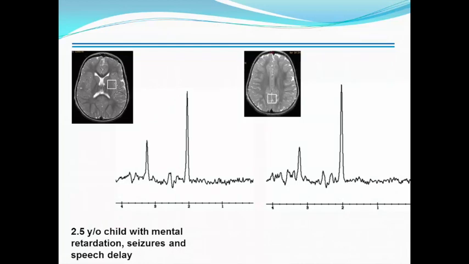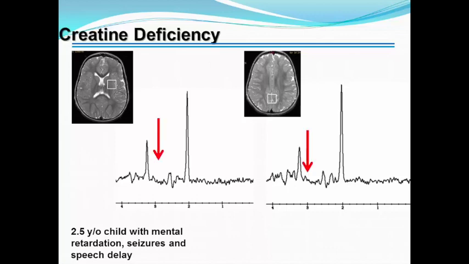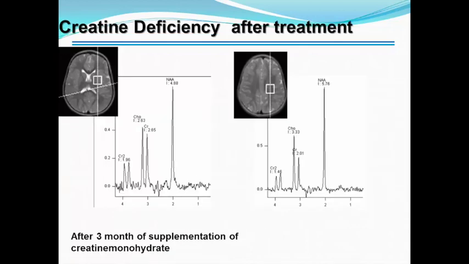So here's an example of a 2.5-year-old child with mental retardation, seizures, and speech delay. And here is the spectrum. So this is NAA. This is choline. So what's missing? Creatine, right? So it's a slam dunk diagnosis right there. So creatine missing, creatine deficiency. And there are certain creatine deficiencies that can be treated. And by the way, on the MR image, you would not see this, right? So after 3 months of supplementation of creatine monohydrate, the patient is clinically improved and the creatine is back.